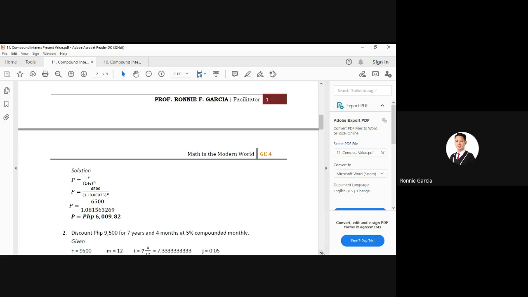Number 2, discount 9,500 for 7 years and 4 months at 5% compounded monthly. So ang pasabot aning discount opposite sa accumulate, di ba naman to type problem na accumulate. Kani siya kay discount. So ang pasabot ani is kuhaon nimo ang present value sa 9,500 for 7 years and 4 months at 5% compounded monthly. So I will wait for your answers.